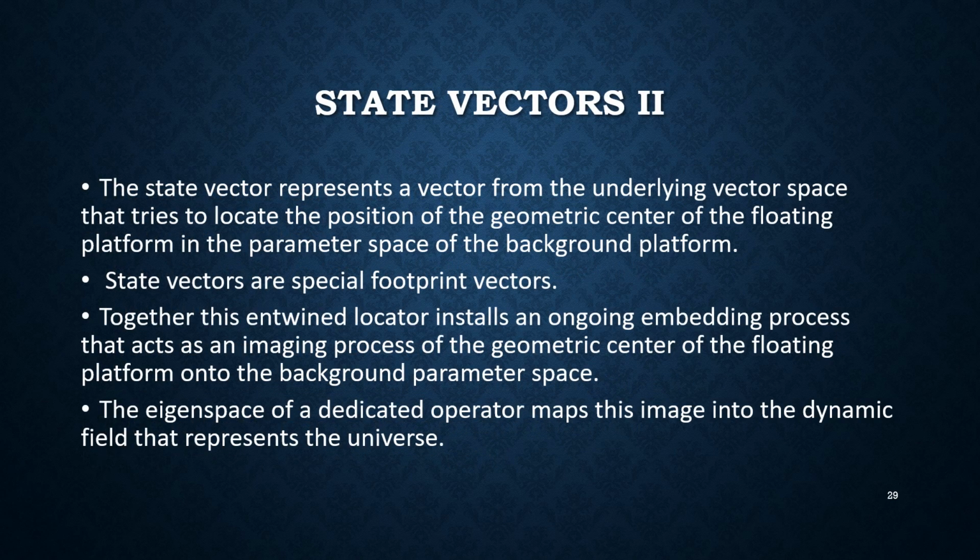The state vector represents a vector from the underlying vector space that tries to locate the position of the geometric center of the floating platform in the parameter space of the background platform. State vectors are special footprint vectors. Together, this entwined locator installs an ongoing embedding process that acts as an imaging process of the geometric center of the floating platform onto the background parameter space. The eigenspace of a dedicated operator maps this image into the dynamic field that represents the universe.